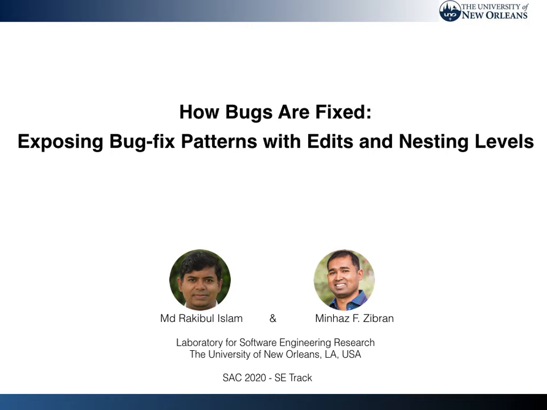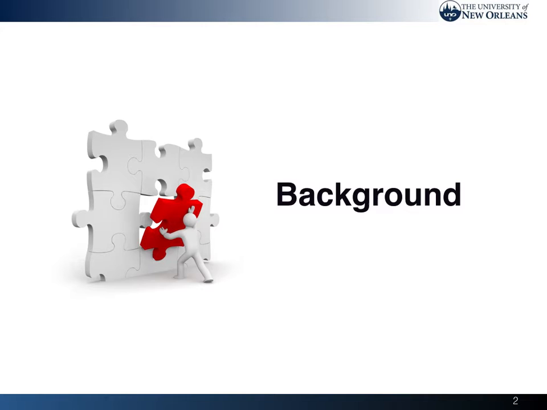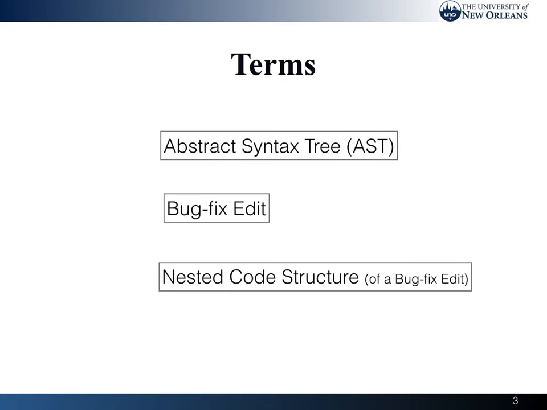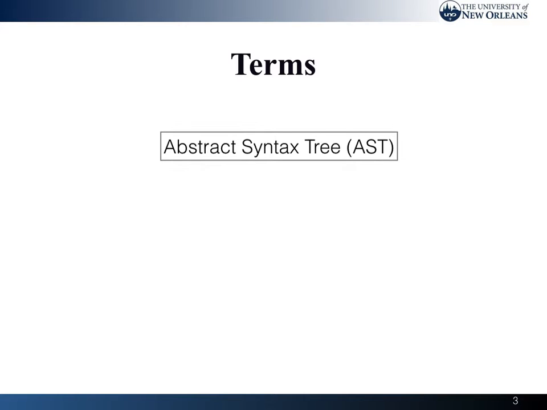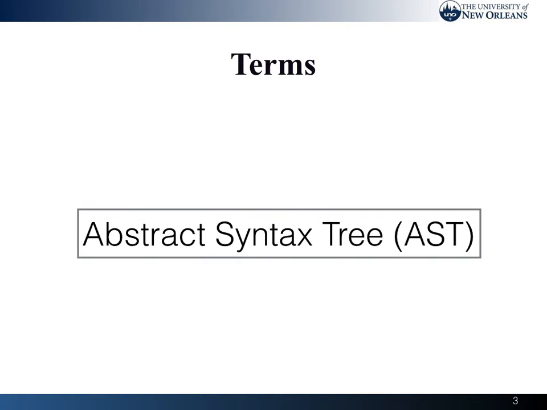So in order to understand the presentation, I will start with developing a background. In the background, we will define three terms, and those terms are abstract syntax tree or AST, bug fix edit, and nested code structure of a bug fix edit. So let's start with the abstract syntax tree or AST.